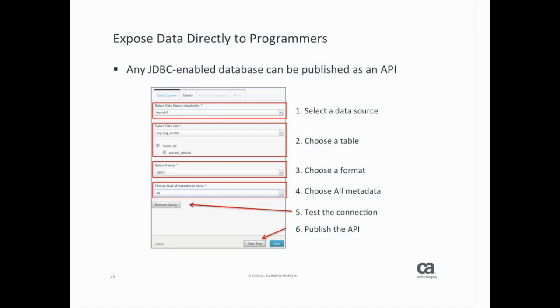You can then choose any table within that data source and choose any elements within that table. So if you've got more than one element, you can select which ones you want to expose, or you can just expose all of them. You can choose a format, typically JSON for application developers because people are building mobile apps these days, but also available as XML or CSV if you like.